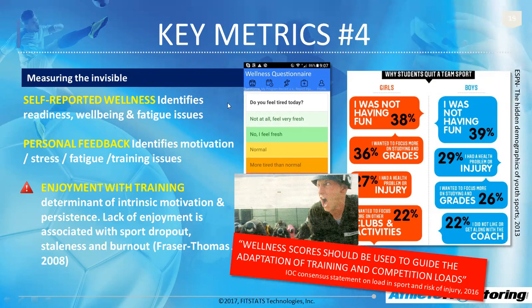Measuring the invisible. So you have self-reported wellness: questions about fatigue, perceived quality of sleep, level of stress. Those elements can be captured via a wellness questionnaire like the one I'm showing you here. Personal feedback, when athletes report feedback, like I don't feel well, I don't like that, this and that, is going to be very useful to identify motivation issues, stress, fatigue, and so on. So when athletes are sharing feedback, it's very important to act upon it.